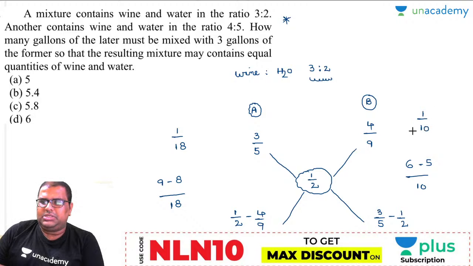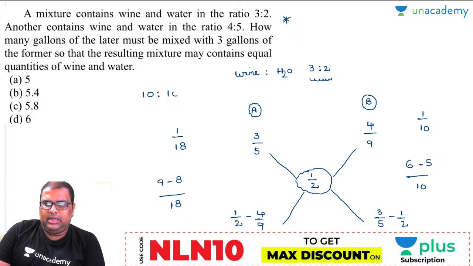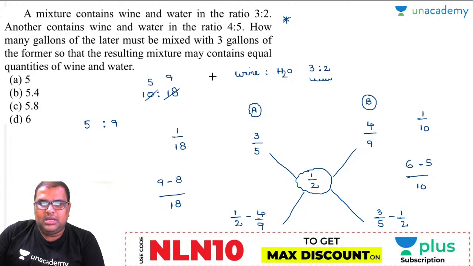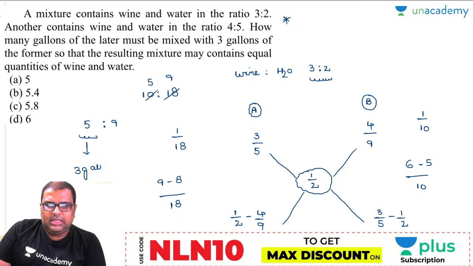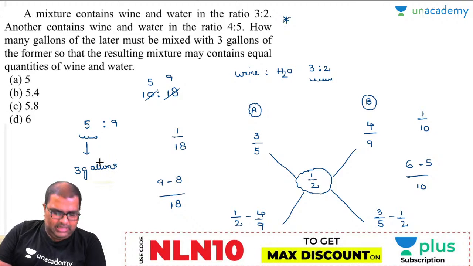So finally the ratio will be 10 is to 18. Am I right or wrong? 10 is to 18 is nothing but 2 fives are, 2 nines are, 5 is to 9. Am I right or wrong? Yes. The point here is the former is nothing but 5. This 5 parts value is equal to 3 gallons, and you are asked to find out the latter one. So that's an easy one, right?